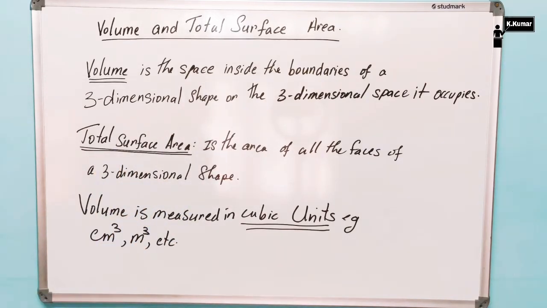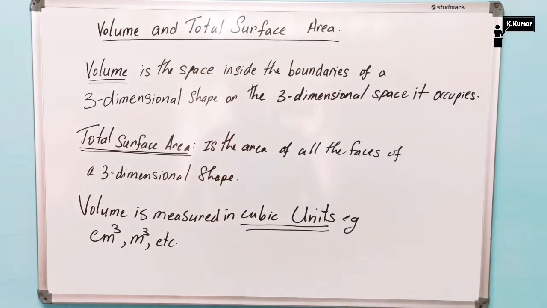Now let's go back to the definition. Volume is the space inside the boundaries of a three-dimensional shape, or the three-dimensional space it occupies. Let's say you have a cube, or let's look at a tin. You're going to purchase a tin of corn. The contents inside the tin, or the space inside of the tin, is the volume of the tin. If you look at some containers, you're going to see "VOL:" and then how many milliliters or so on is inside.